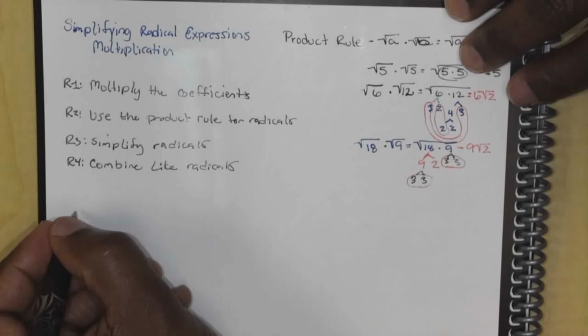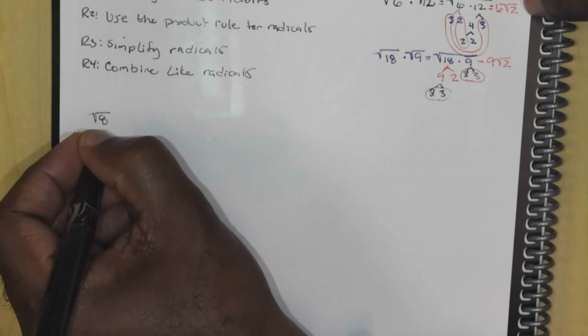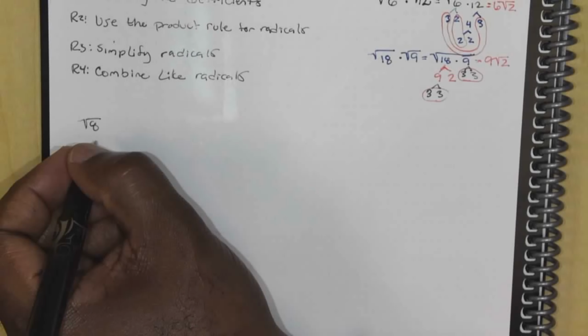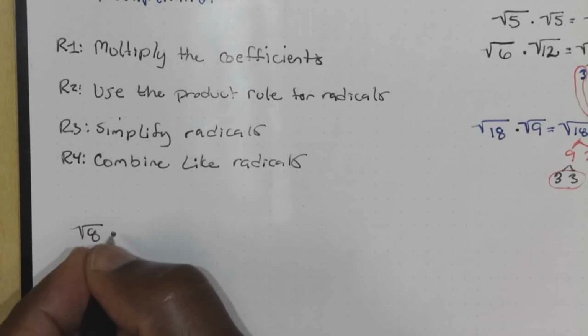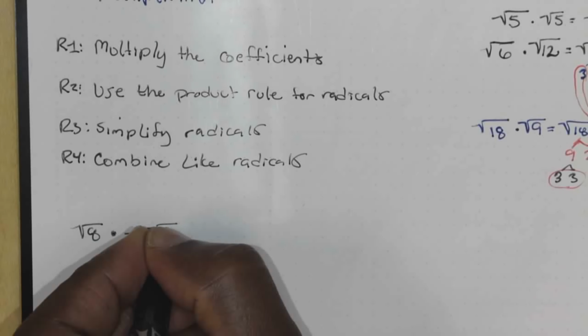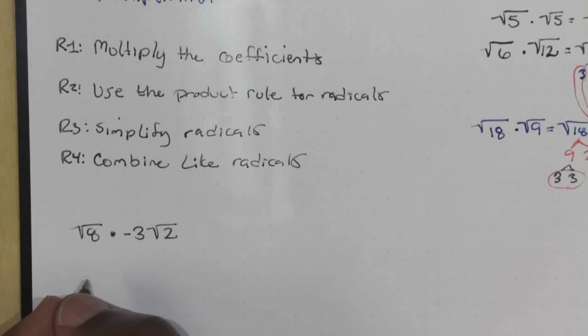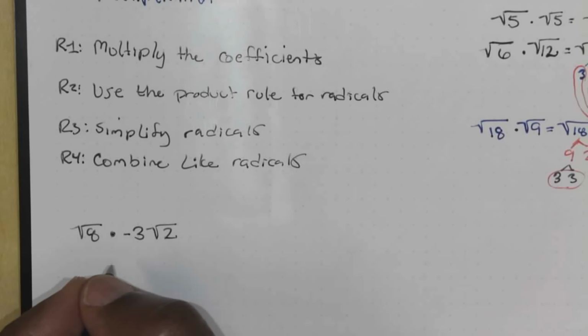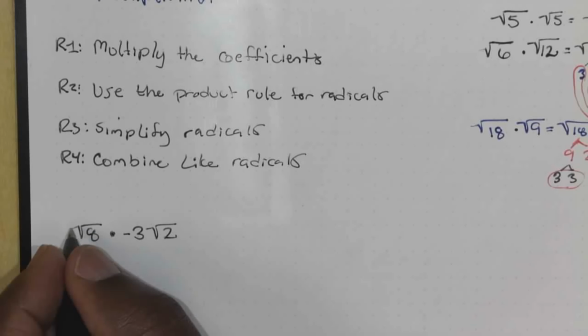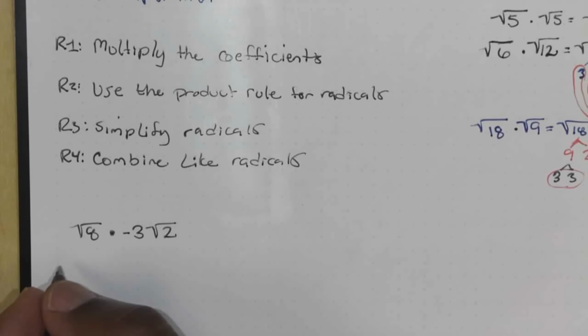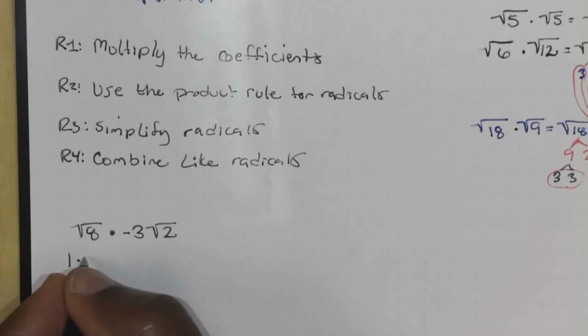Now let's do it. Square root of 8. Make sure y'all let me know if y'all can't see now. Square root of 8 times negative 3 square root of 2. We're going to follow the rules. First rule says multiply the coefficients. What's the coefficient we have on these 2 radicals? Negative 3 times what? 1. If you don't see a number, there's always an understood 1 there. So we're going to say 1 times negative 3.